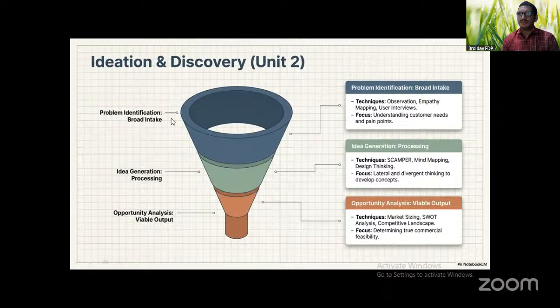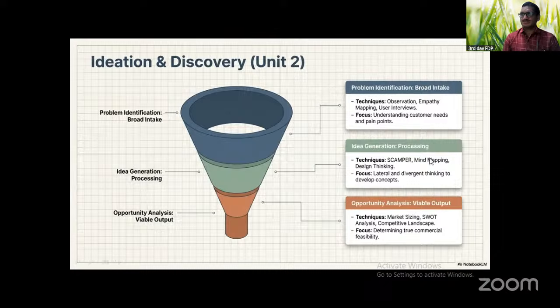First thing, problem identification, broad thing. Next, in that you should be able to generate ideas. Next, opportunity, whether that opportunity is viable or not. All these things you should be able to track. Here are the tools: observation, empathy mapping, user interviews. For problem identification, you should have all these things.